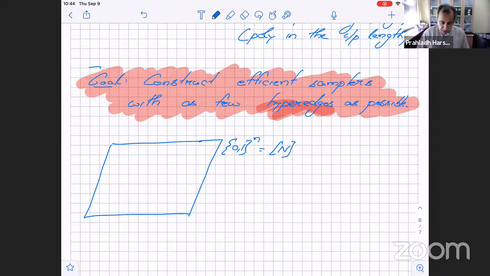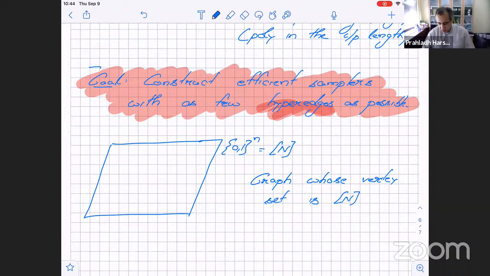We're going to go back to regular graphs, not hypergraphs. We're going to think of a graph whose vertex set is n. So we're going to think of an underlying graph. We're just going to superimpose a graph on this set of points, and then what do we want of this graph? And from a graph, how can we construct these clouds?